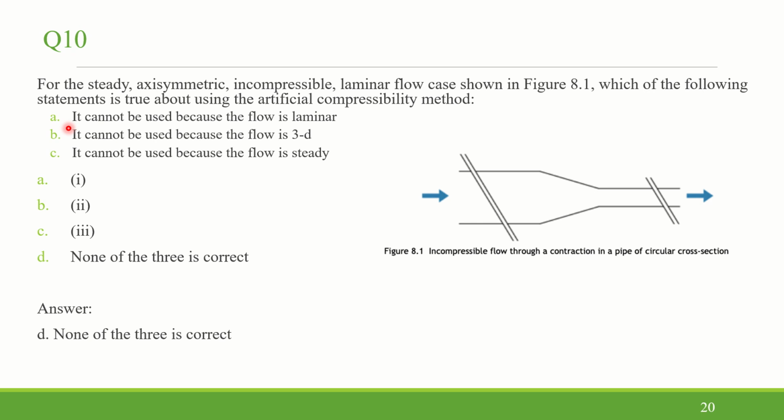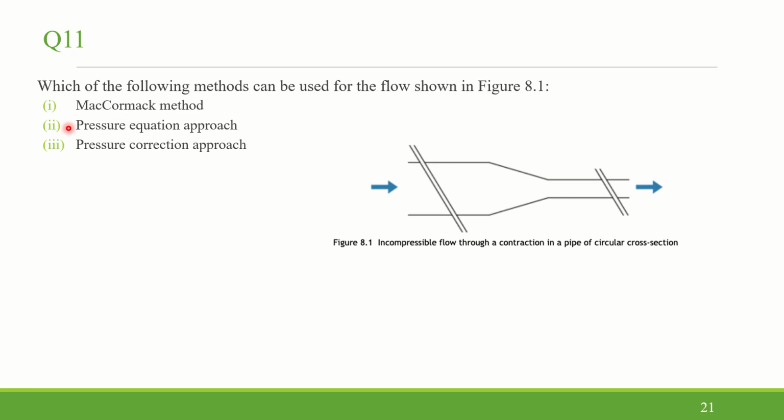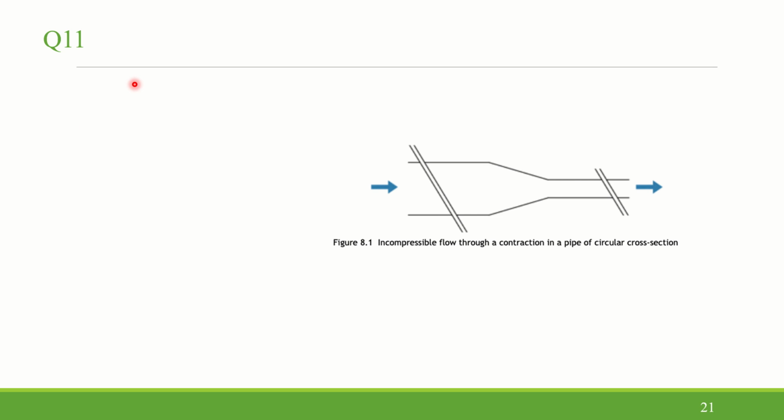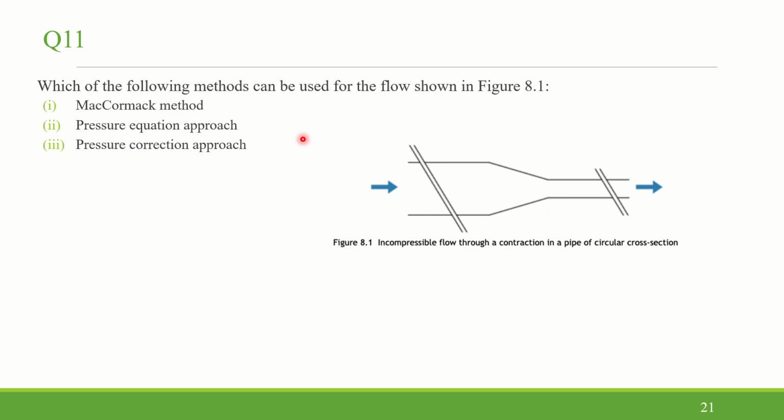Option D is the right answer. Now we are going to question 11. In question 11 we are again seeing the flow through a contraction in a pipe of circular cross section, and we are asked which of the following methods can be used for the flow shown in figure 8.1.